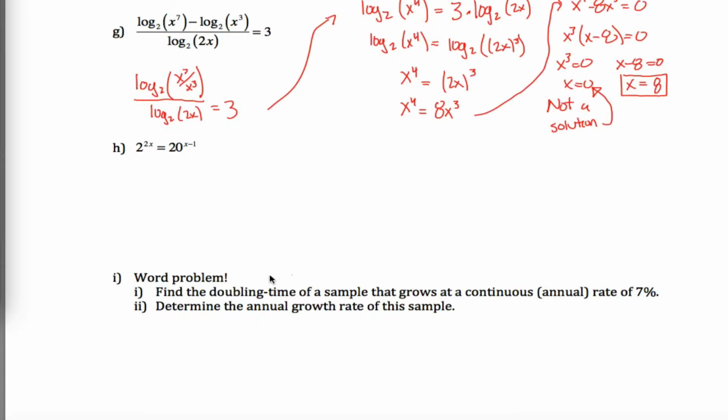Okay, 2 to the 2x power equals 20 to the x minus 1 power. This problem's kind of challenging, although maybe not as bad as some we did on the front page. But one challenge with it is that we have 2 different bases for our exponents. So what do you do in a case like this? Well, you kind of have some options, but I just take the log of both sides of the equation.